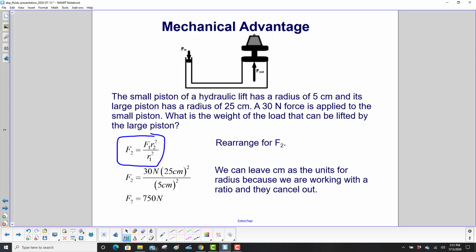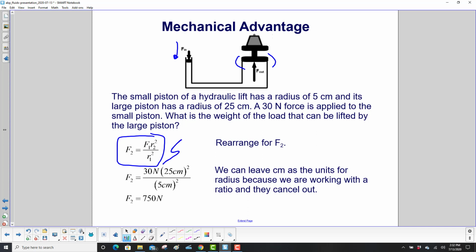And now we just substitute in our numbers. We have 30 newtons being applied here, the force. The force won't be the same over here, the change in force, but Pascal says the change in pressure will be the same. So that's what allowed us to use these equations.